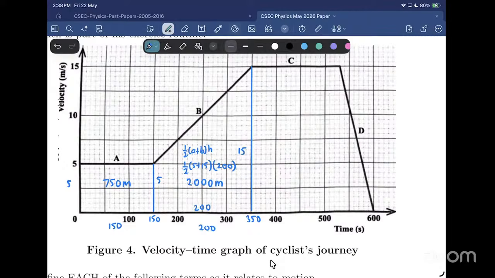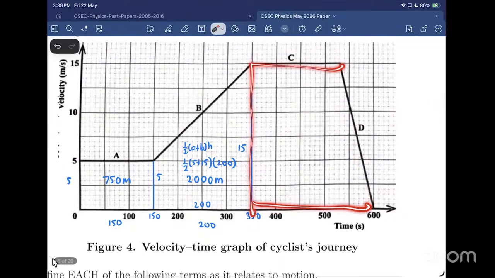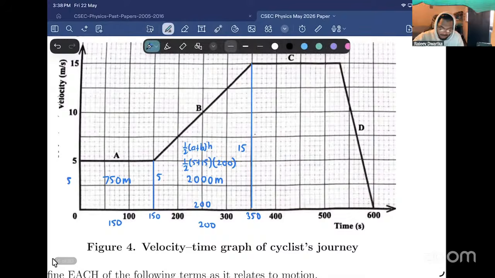Now, what kind of shape is this? You have two parallel lengths. It's also a trapezium. We know that this is 15. We need to find this dimension over here. What's the difference from 350 to 600?